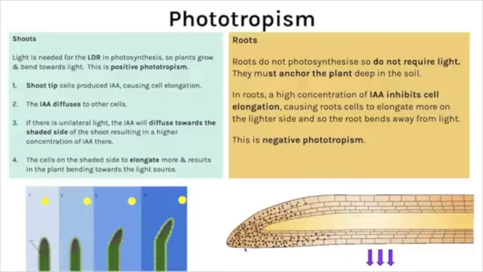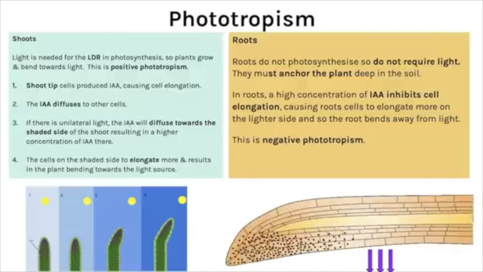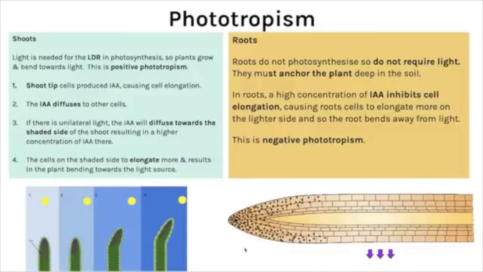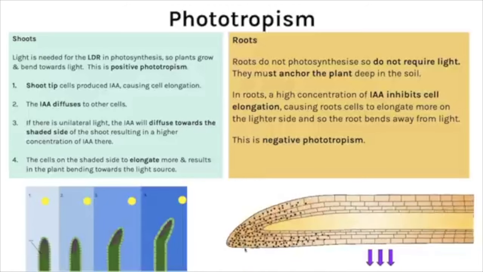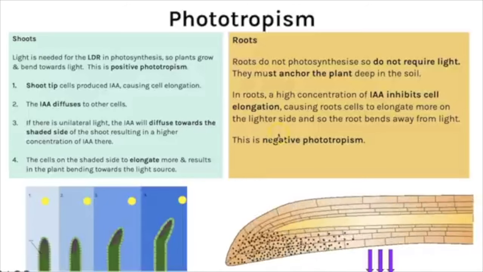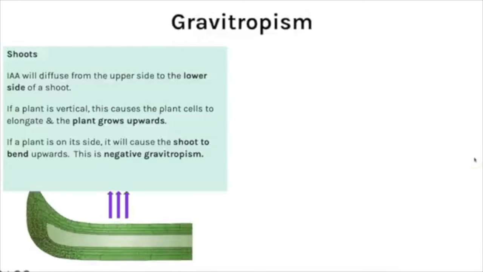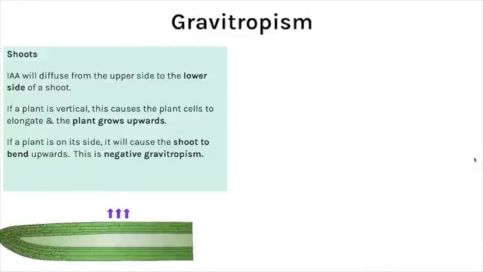And this helps survival because that will help anchor the plant further into the ground and potentially reach more water sources. So that's an example of negative phototropism. Gravitropism is the term given for the responses to gravity.